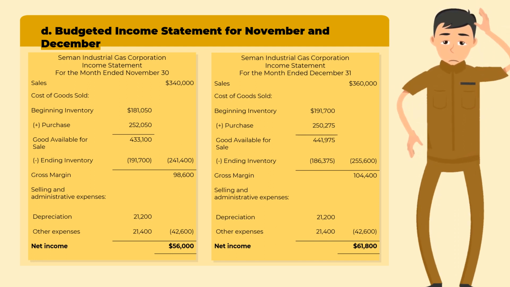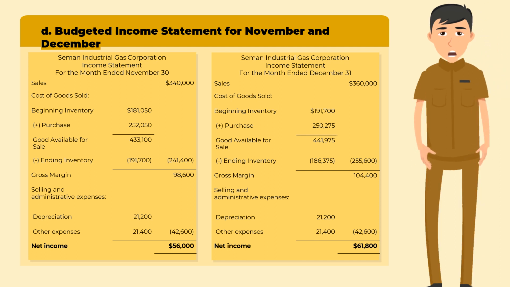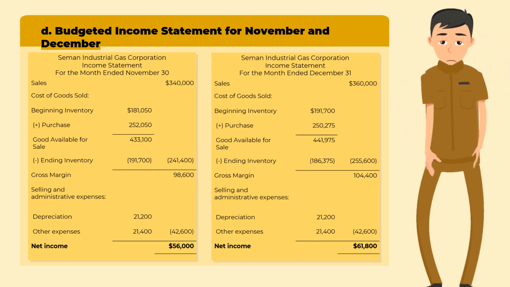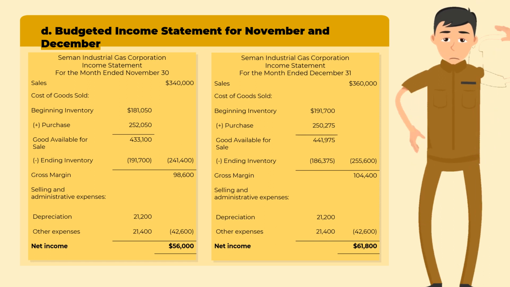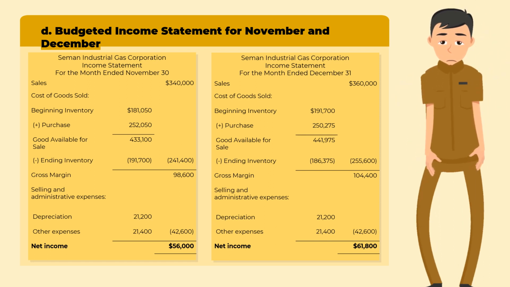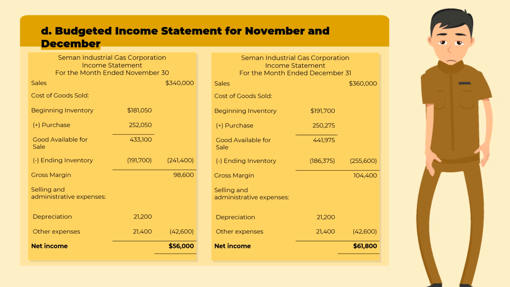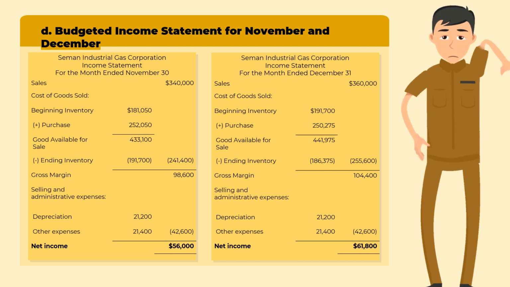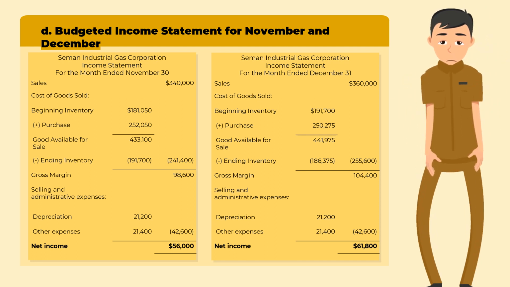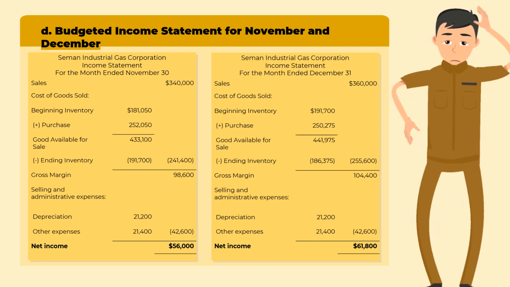Okay, so gross margin minus the selling and administrative expenses, so we will get $56,000 for net income for November. Next, for the income statement for the month ended December 31st, we take the sales from December, which is $360,000, minus the cost of goods sold. For the calculation of cost of goods sold, beginning inventory, we take the ending inventory from the previous month. The beginning inventory is $191,700.